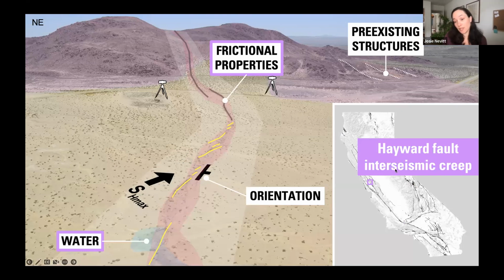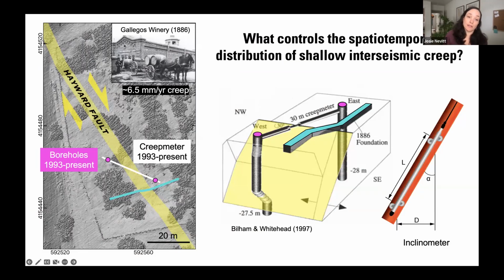So now we're going to move on to thinking about interseismic creep along the Hayward Fault. And so although this is not earthquake slip, it's related to the Napa study by the importance of water and the frictional properties and a shallow slip reduction, which we're able to observe using in situ borehole observations. So our study site is the historic Gallegos Winery, which is located in Fremont, where the creep rate is about 6.5 millimeters per year. And an advantage to studying creeping faults is that you get this reliable geodetic signal and can learn about fault processes in general.